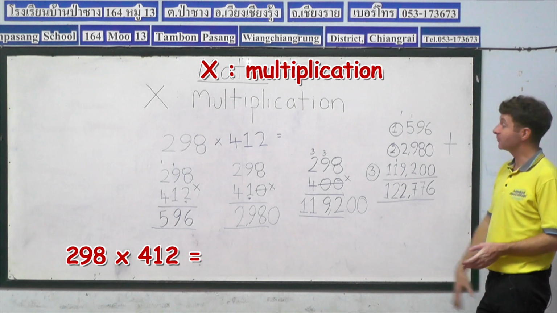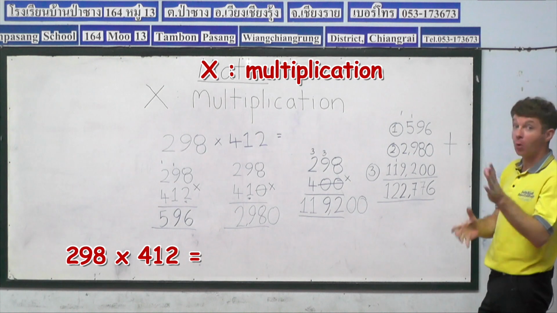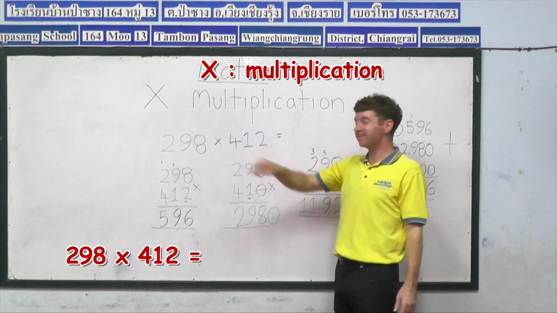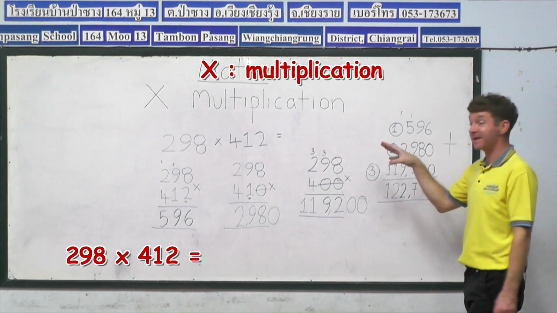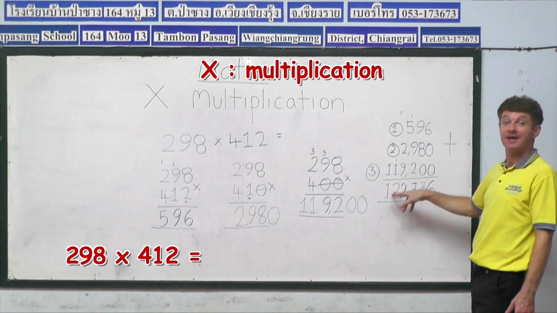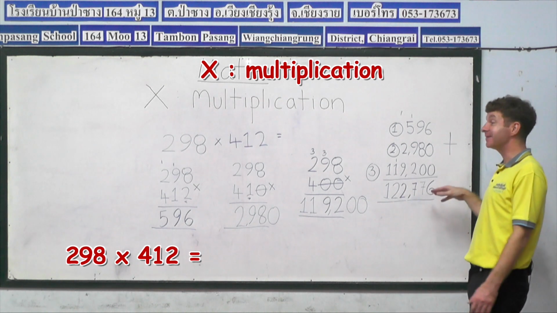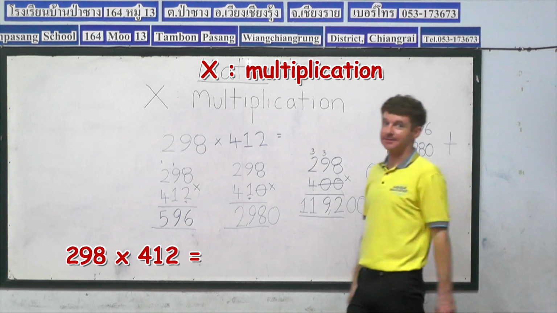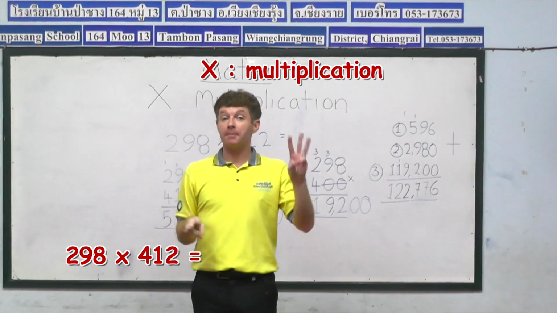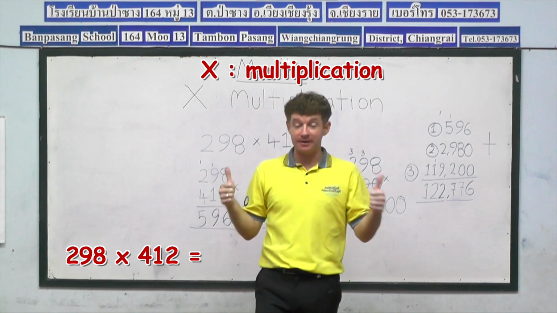122,776. So we can say 298, sorry, 98 multiplied by 412 equals 122,776. Lots of steps, but this is how we can do 3-digit numbers by 3 digits to multiply them correctly. And guys, that was all brilliantly followed. Very well done.